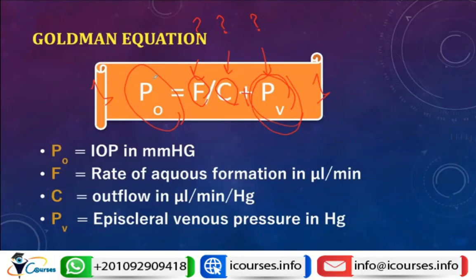So from here, we know that if we want to decrease the intraocular pressure, as with an anti-glaucomatous drug, we need either drugs that decrease the aqueous formation, or drugs that increase the aqueous outflow.